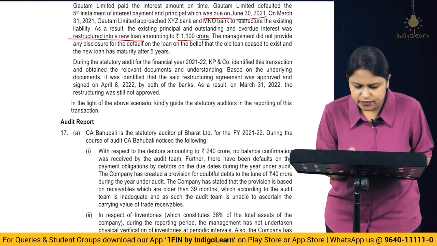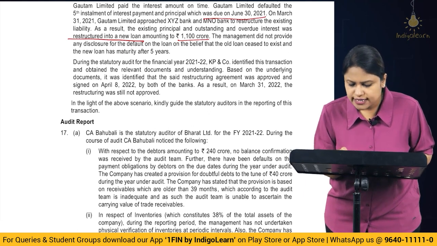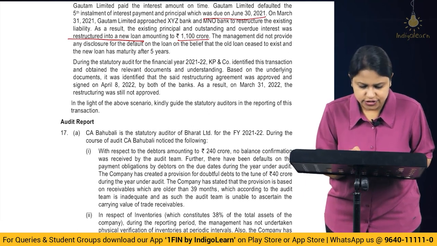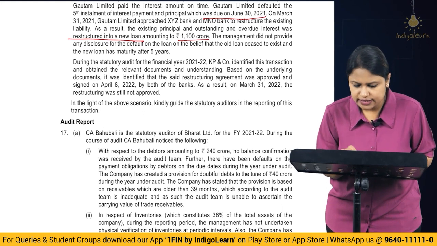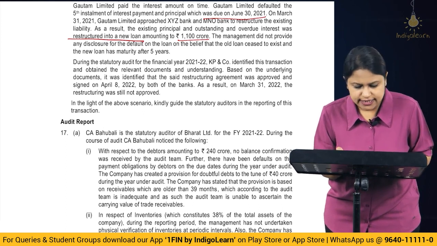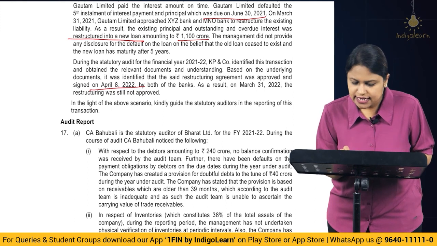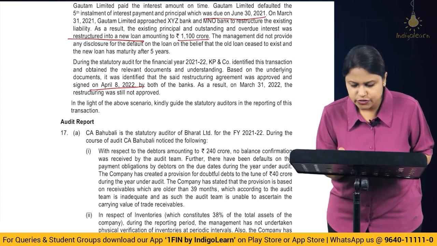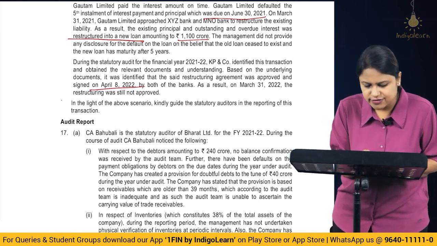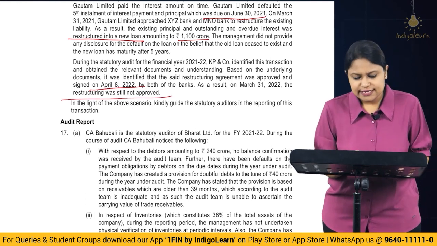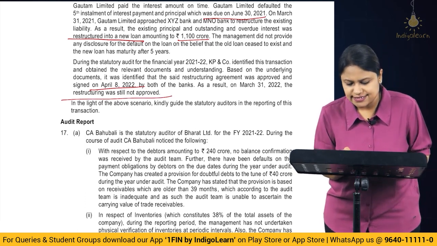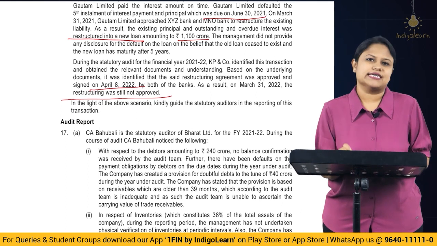During the statutory audit for the financial year 21-22, KP and Company identified this transaction and obtained the relevant document and understanding. Based on the underlying document, it was identified that the said restructuring agreement was approved and signed on April 8th, 2022 by both the banks. As a result, on 31st March 2022, the restructuring was still not approved. In the light of the above scenario, kindly guide the statutory auditor in reporting this transaction.